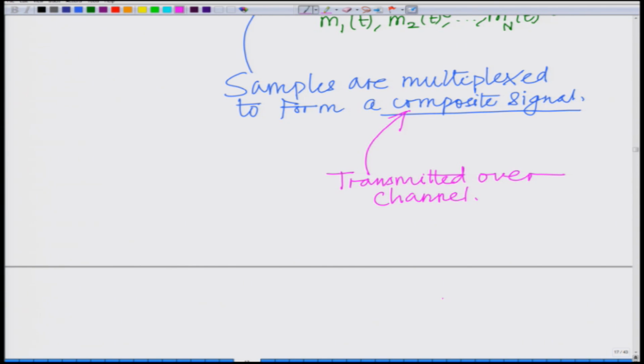So, the composite signal is transmitted over the channel. Okay. So, what are these? We have these signals which are low pass filtered. These are alternately sampled by the commutator, as we have said, which is a high speed switching device. Then the samples are multiplexed to form a composite signal. The composite signal is transmitted over the channel.